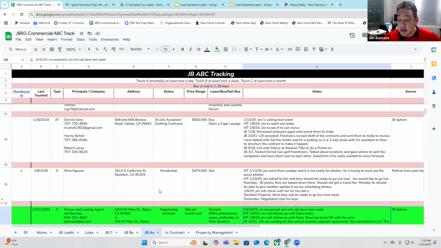Literally this is A's, and then I have B's. So I track my leads in A, B, C's. So what does that mean? A's are people that want to do business now. So I use a standard called ready, able, and willing. That means they're ready to buy, they're able, financially able to buy or sell, and they're willing to do it right now. Make sense?